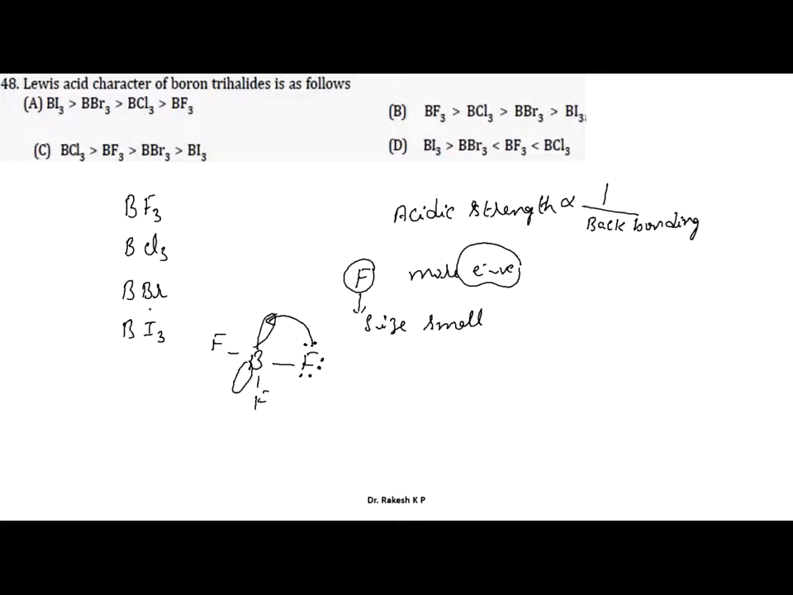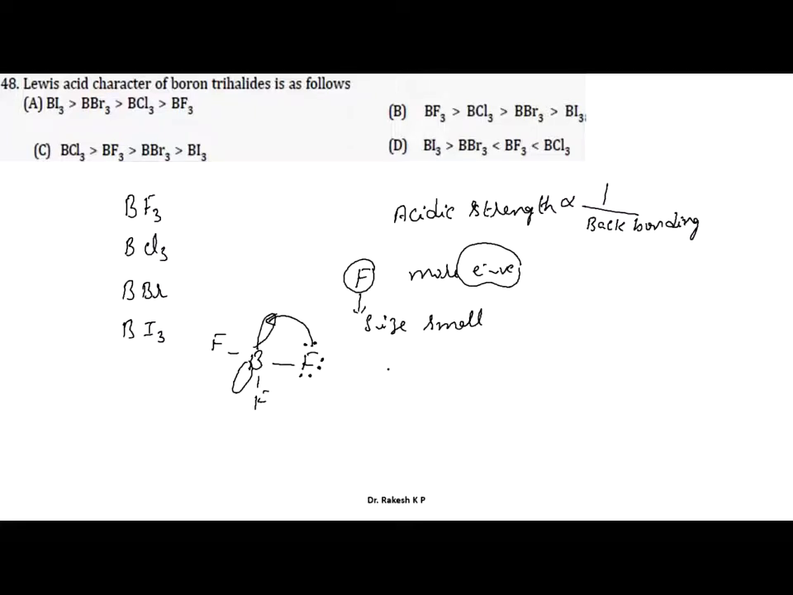But as you move down the group, the back bonding goes on decreasing. If the back bonding decreases, the orbital stays vacant. So we come to know that acidic strength is inversely proportional to the back bonding. Back bonding is more in fluorine because the size is very small and the electron density is more. As you move down the group, the size increases, the back bonding decreases, and the acidic strength increases. Hence we can identify the order here.